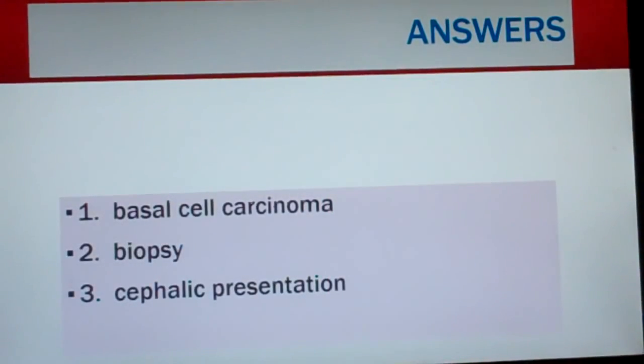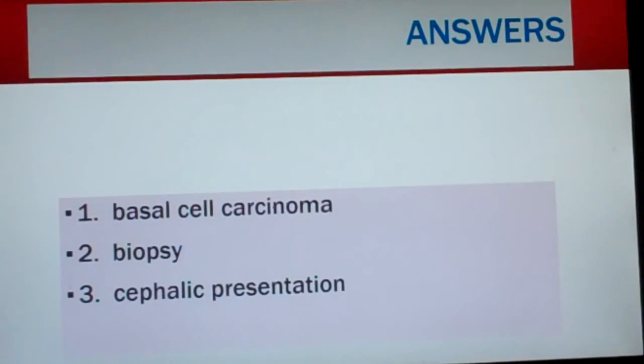Answers. Number 1 is basal cell carcinoma. Number 2 is biopsy. Number 3 is cephalic presentation.